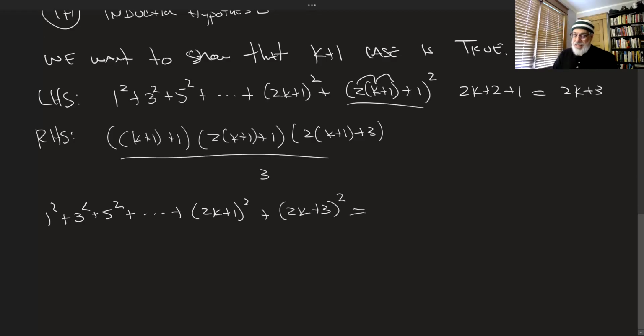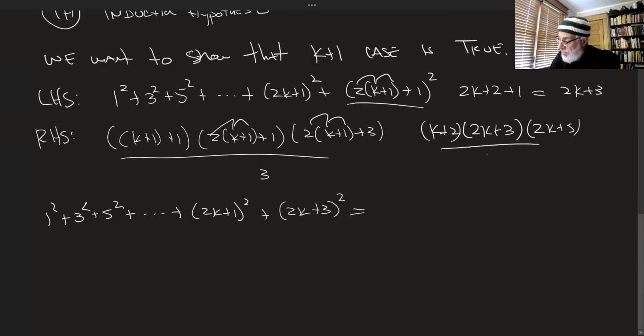Now we're going to clean up the right-hand side mess. The first term here is just k plus 2. We distribute this, we get 2k plus 2. So then we get 2k plus 2 plus 1, which is 2k plus 3. We're going to do the same thing here, distribute 2. We get 2k plus 2 plus 3 is 2k plus 5, all divided by 3.